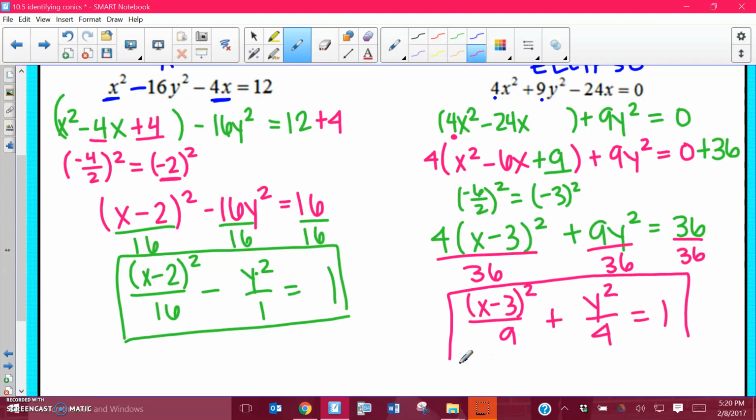I could find my A, my B, I could find my focal length, I could graph my equation. Okay, so that's all I've got. Identifying conics, pretty straightforward. Just got to remember how to complete the square.